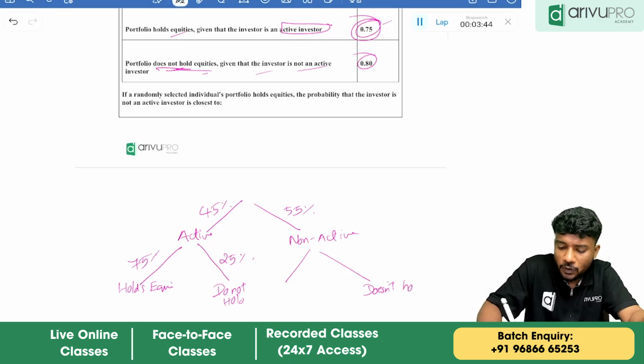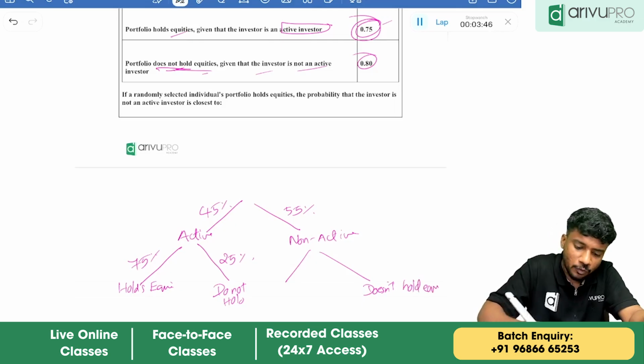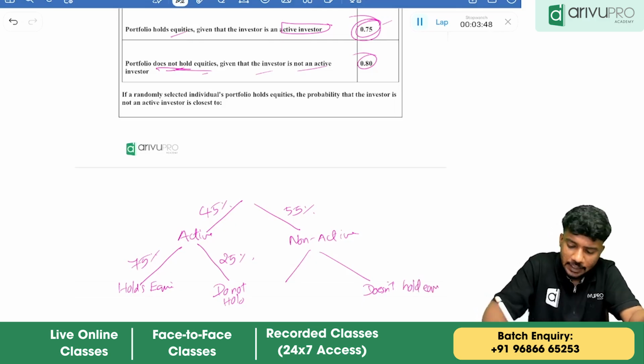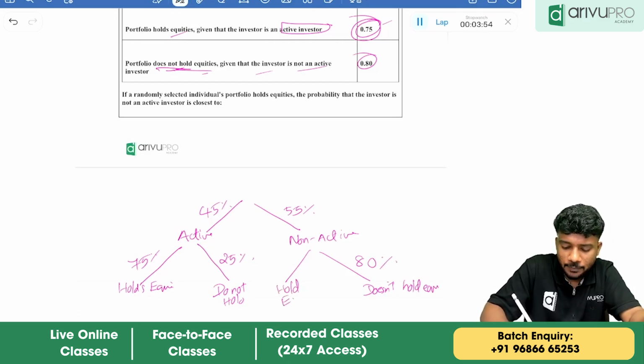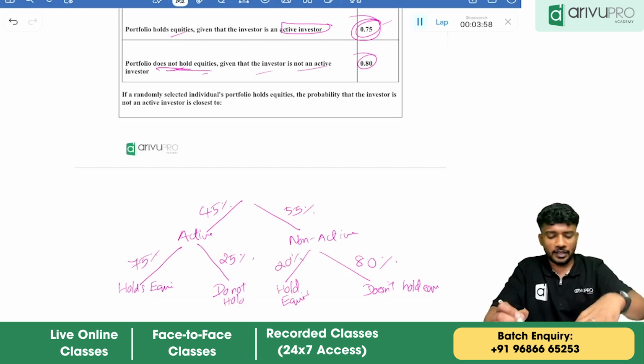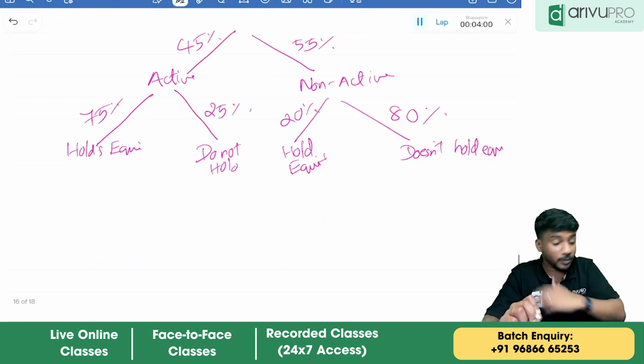The portion that doesn't hold equity is how much percentage? It is given to be 80%. So 80%. Then holds equity will be what? Holds equity will be the remaining 20%. Now we will write the effective probability.